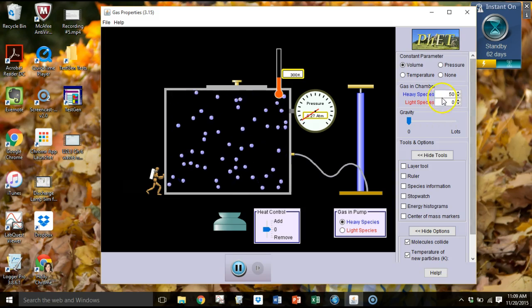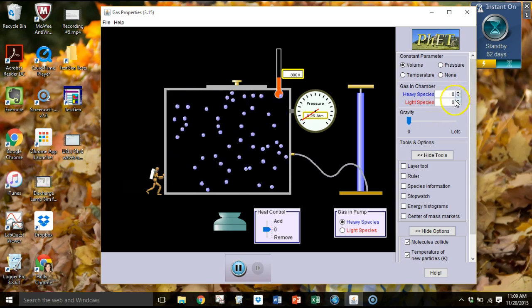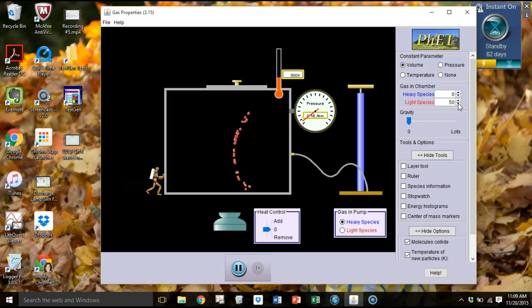Okay, so then we've got 50 light particles. We're going to get rid of the heavy and put in 50 light. See what happens. So again, we want to let it equalize. Notice we're at 300 Kelvin for all of these, so we want to make sure we're comparing the same temperature. And we're getting pretty much the same reading, so 0.28. Again, I know it's shifting around. It went down. It'll go back up again.